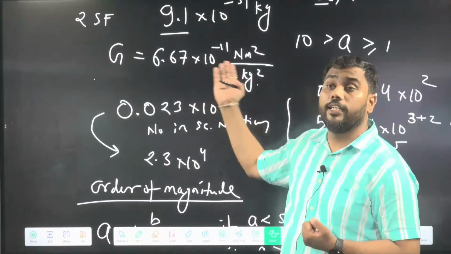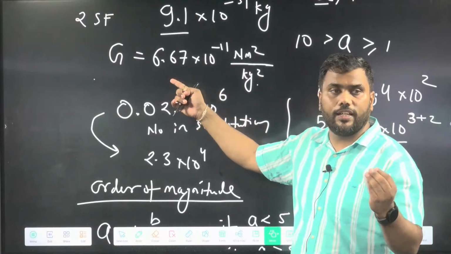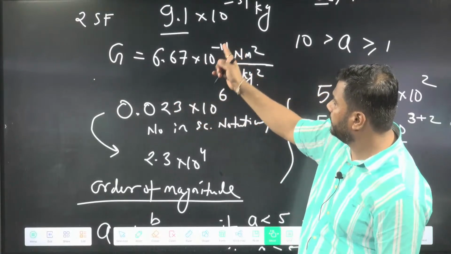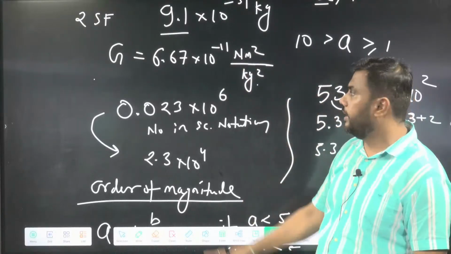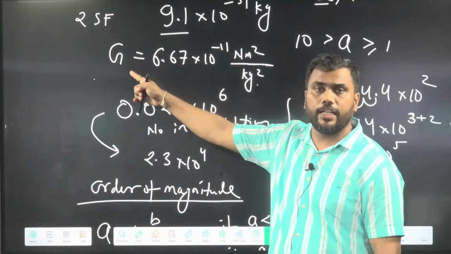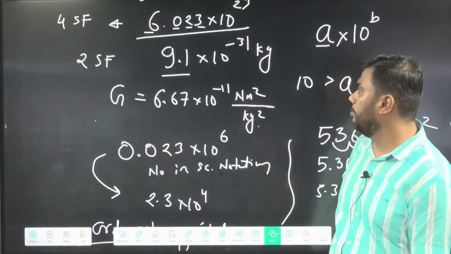What is the order of magnitude of g? This is greater than 5, so add 1 to this. 10 power minus 10. The order of magnitude of g is 10 power minus 10.